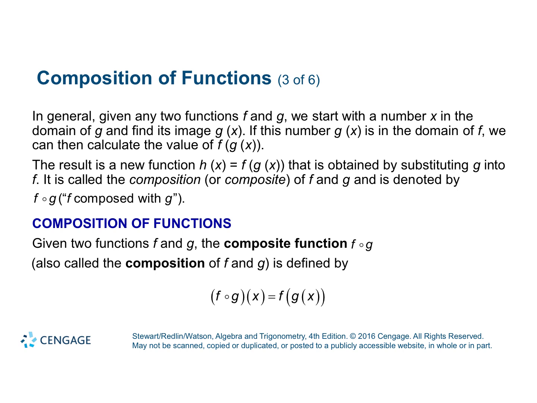So in general, given any two functions f and g, we start with the number x in the domain of g, and then we find the image of g of x. If this number g of x is in the domain of f, we can then calculate the value of f of g of x. The result is a new function, h of x, which is just f of g of x. It'll make more sense as we do problems. A lot of the words get mixed together.